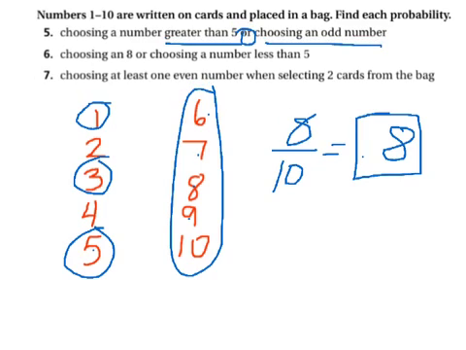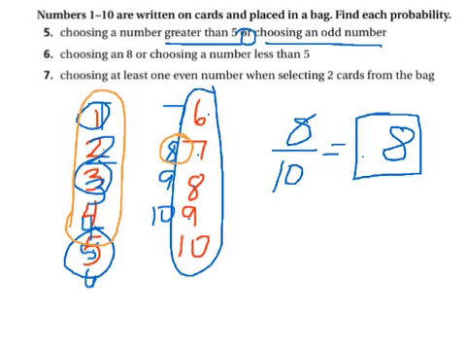Alright, number 6, it says, what's the probability of choosing an 8 or choosing a number less than 5? So we're going to write out the numbers and select the numbers that are either an 8 or less than 5. So there's 8. Here's all the numbers less than 5. So that's 1, 2, 3, 4, 5 numbers out of 10, which is 0.5. So that's your answer to this.